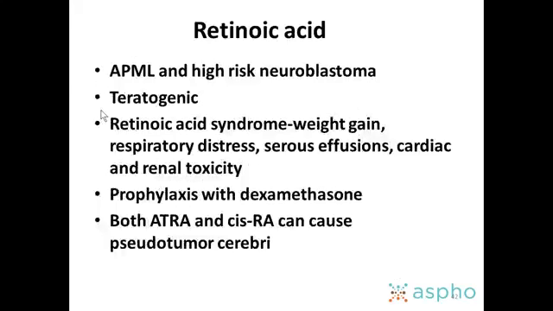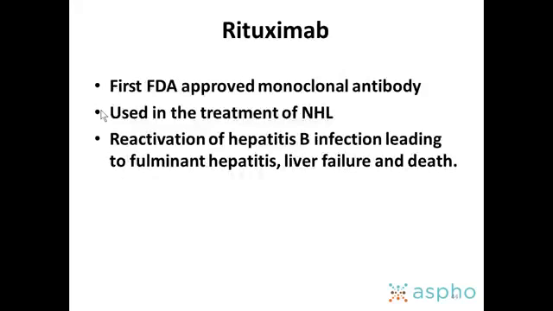So retinoic acid, again, is used in APML and high-risk neuroblastoma. Important thing to remember is that the drug is teratogenic. Retinoic acid syndrome causes weight gain, respiratory distress, serous effusions, which can be serious too, and cardiac and renal toxicity. Prophylaxis is with dexamethasone, and both of them can cause pseudotumor cerebri. I threw in rituximab for particular reasons.